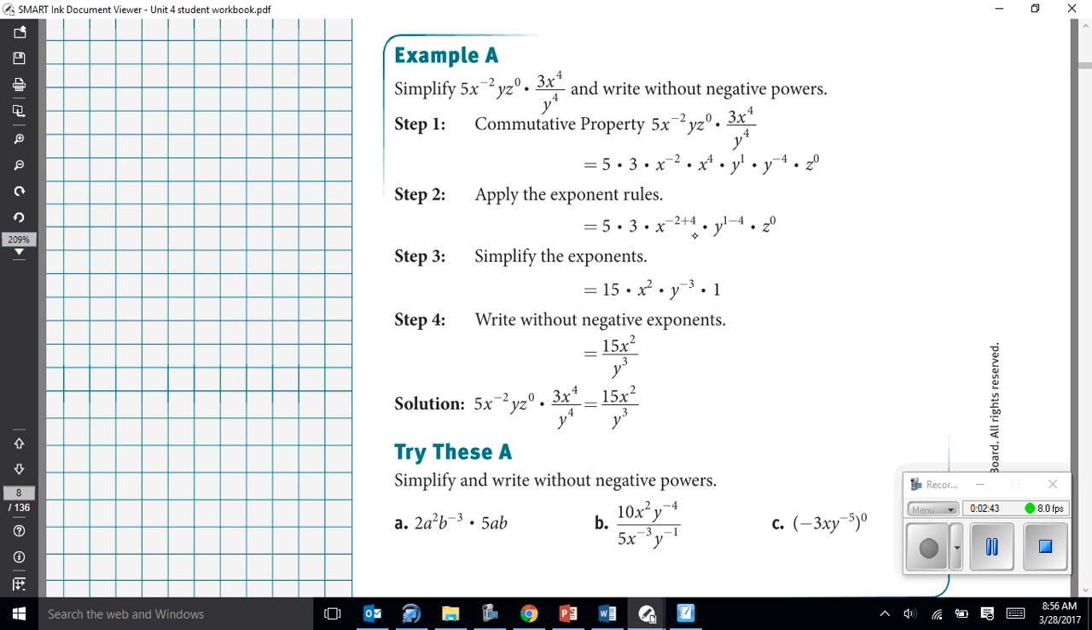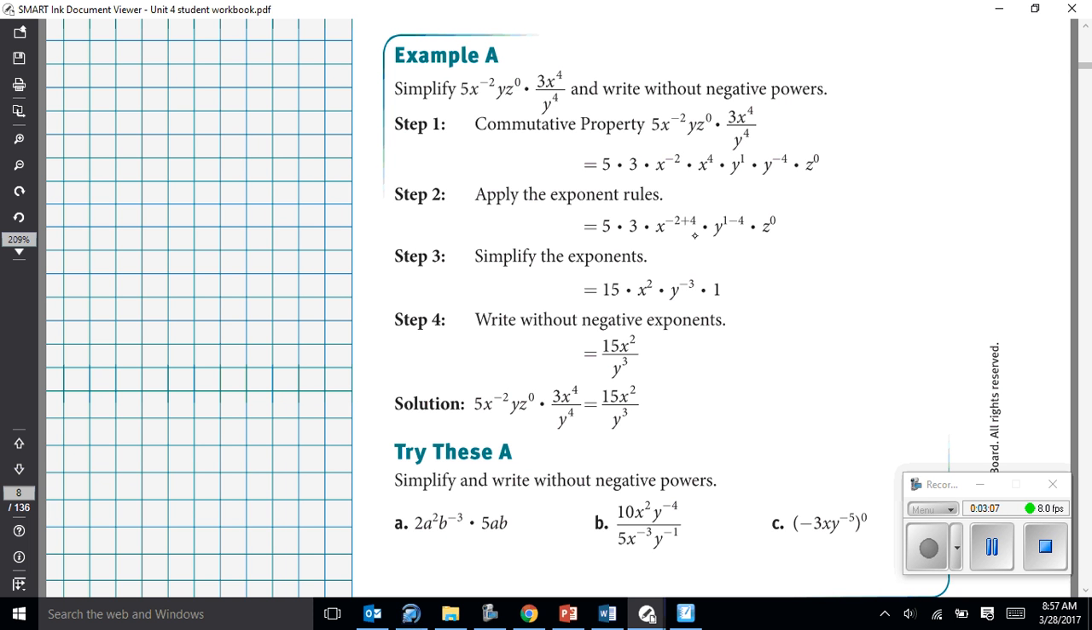So step 3, what are they doing? They're combining like terms. They're simplifying those exponents. They're actually doing the math. So we have negative 2 plus 4 gives us positive 2. 1 minus 4 is negative 3. And z to the 0 power is 1.